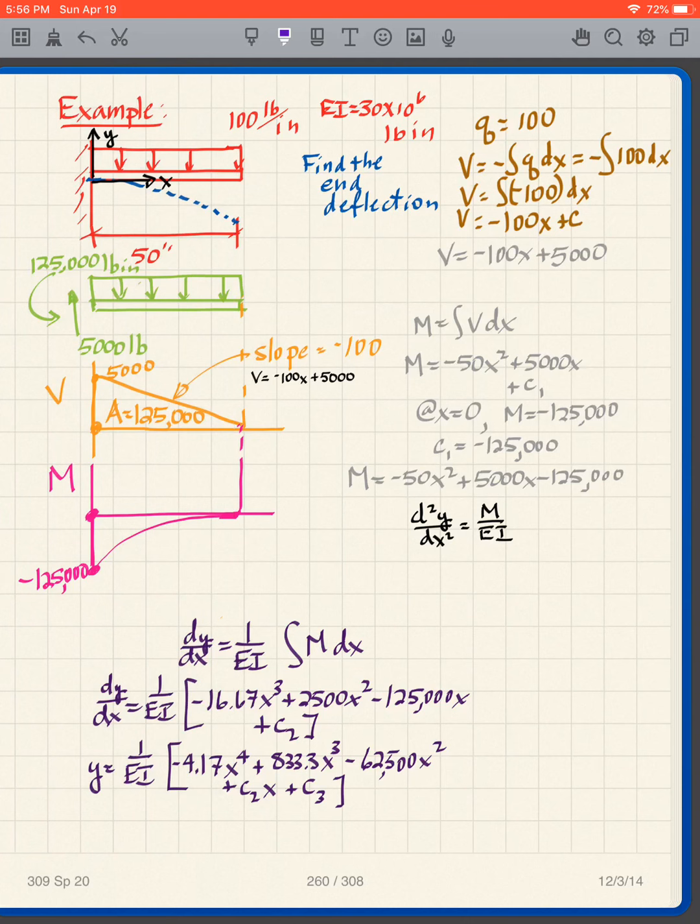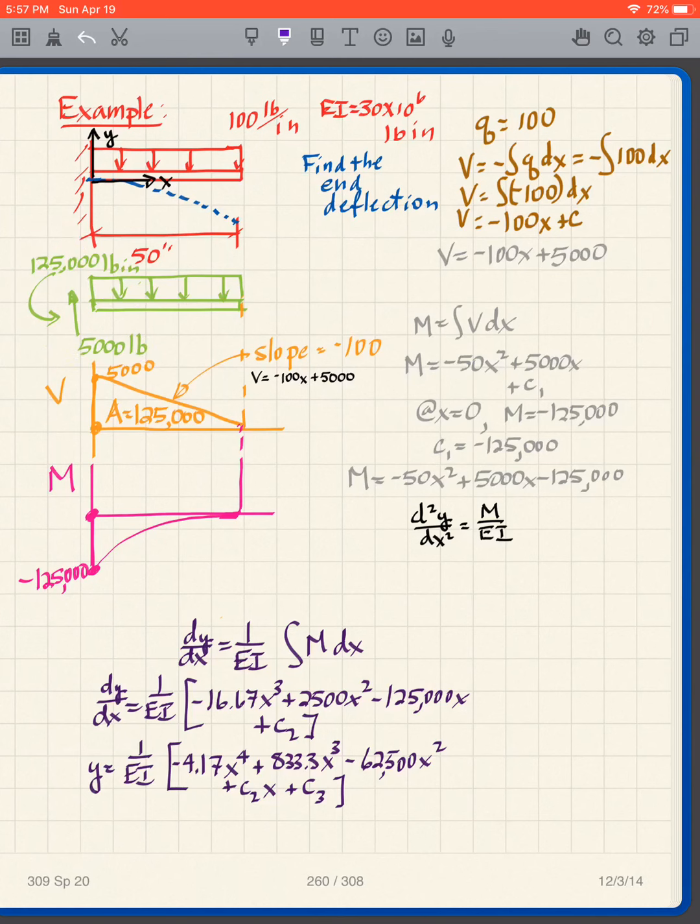So let's just say that I have this cantilever beam with a load of 100 pounds per inch. EI is given to be 30 times 10 to the 6 pound inches squared. And my goal is to find the end deflection. So we start out, we have to draw our shear and bending moment diagrams. And the reactions, I'm not going to go through this because we've done it a million times. So these are my reactions.